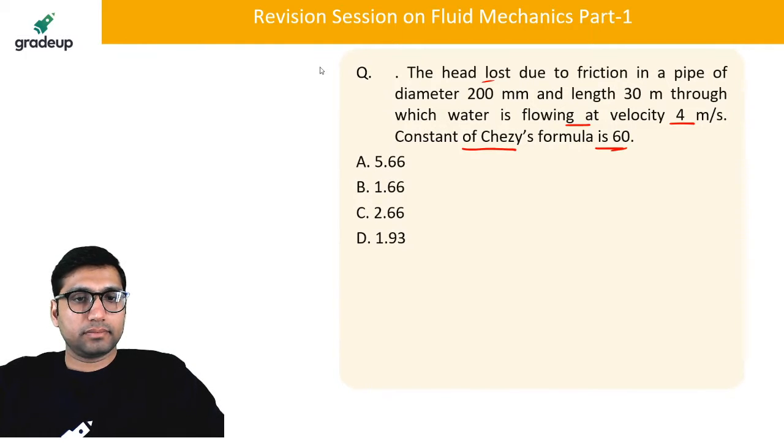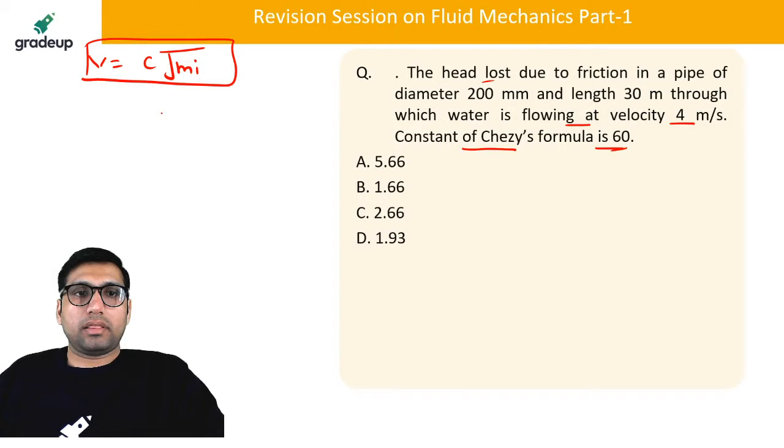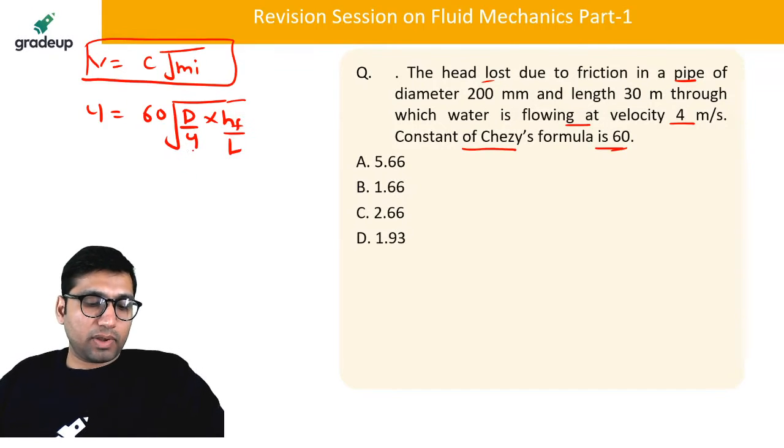So you know that the velocity is equal to C under root mi. This is the formula of Chezy's equation. The velocity is given 4, Chezy's constant is given 60, m is equal to d by 4, as I already told you for the pipe, and i is equal to hf by L. So you can simply use this formula and you can get the answer.